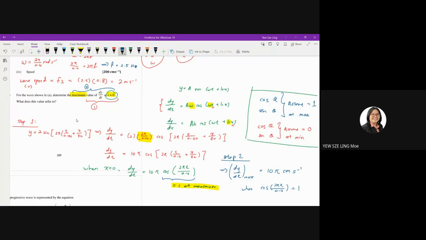Right, so we have step 1 where we find the equation for dy over dt, we differentiate it, and then after that we substitute the values given into our equation. And then the next step, you calculate the maximum value by assuming the trigo part, the cos function, is equal to 1. So that is the answer for question B.